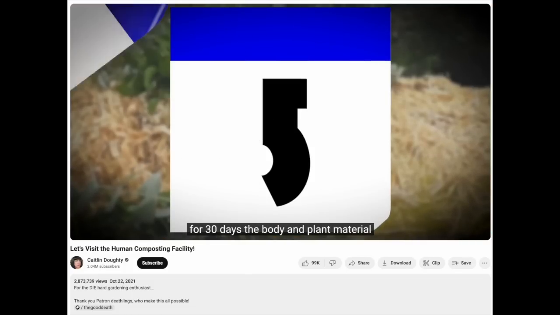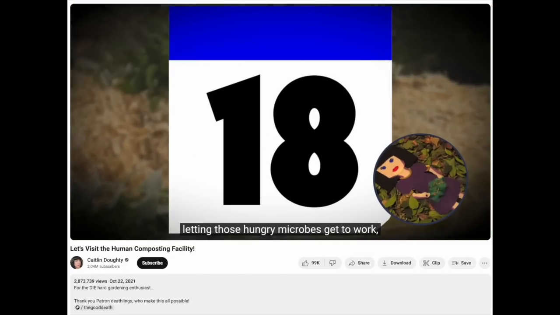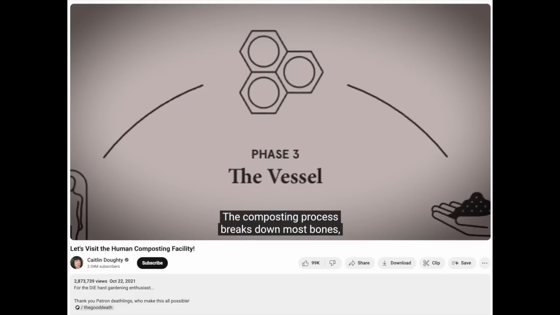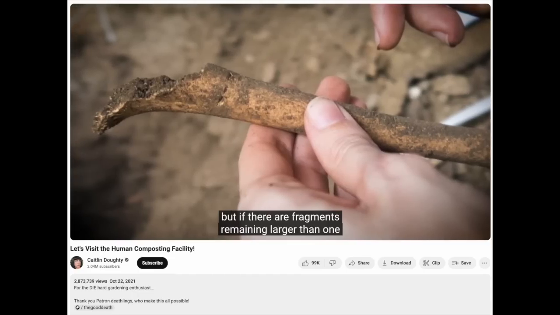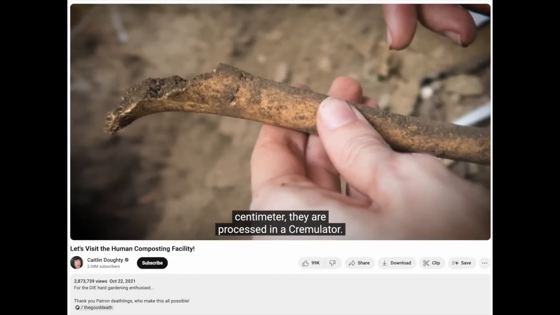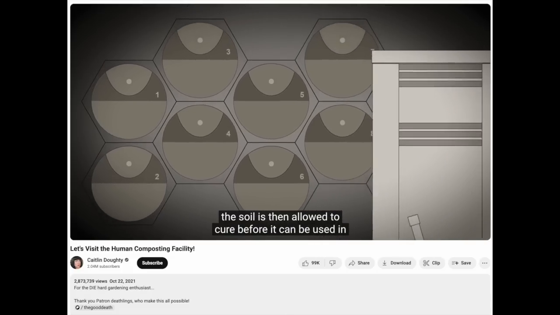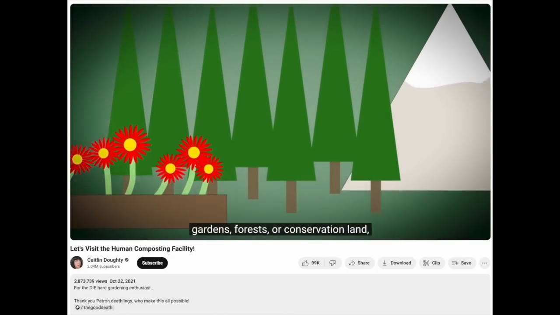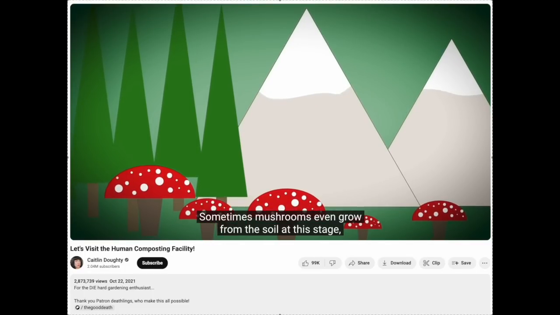For 30 days, the body and plant material get cozy in the vessel, letting those hungry microbes get to work breaking down the organic matter. The composting process breaks down most bones, but if there are fragments remaining larger than 1 centimeter, they are processed in a cremulator. The soil is then allowed to cure before it can be used in gardens, forests, or conservation land. Sometimes mushrooms even grow from the soil at this stage.